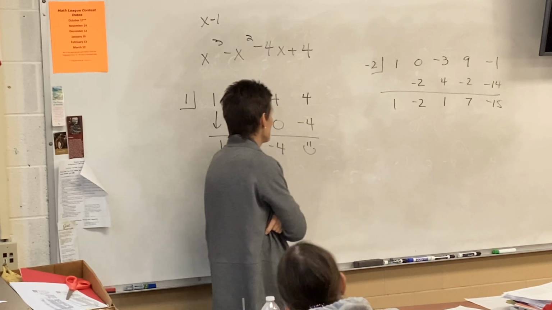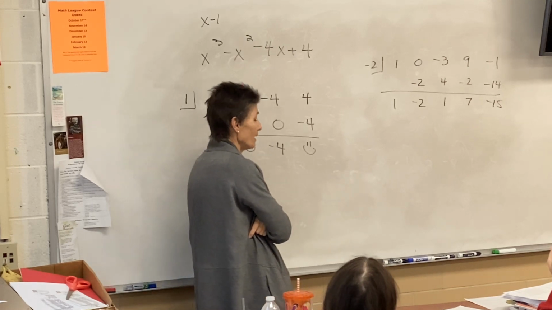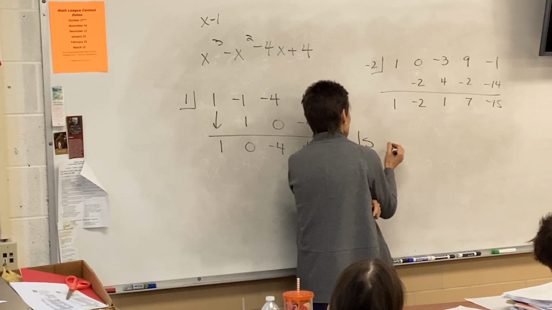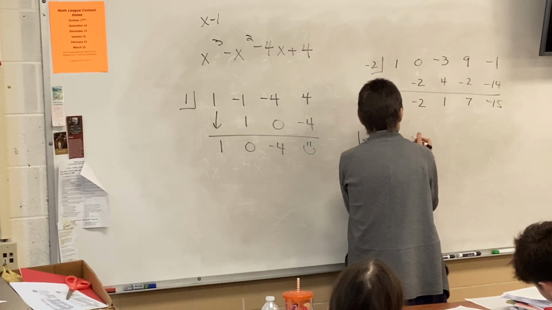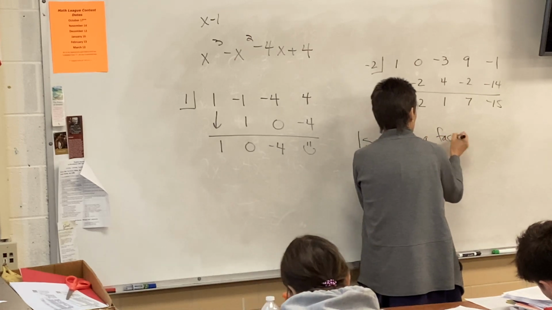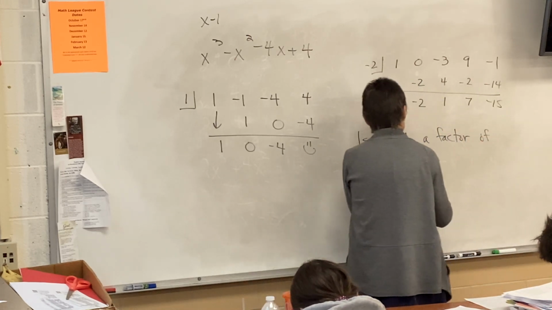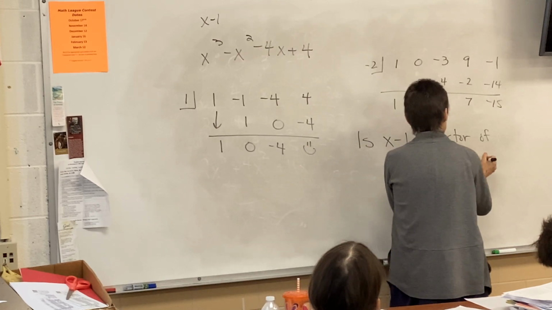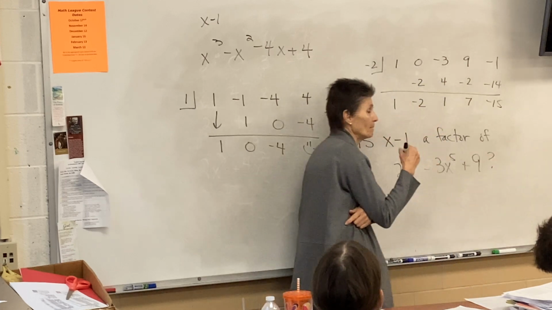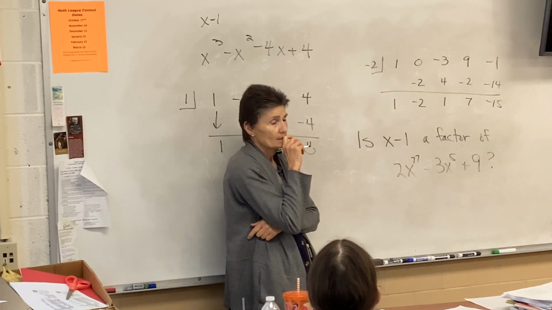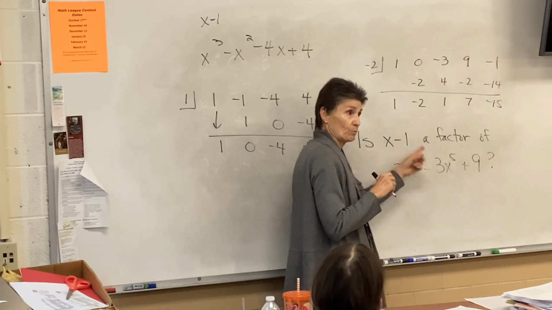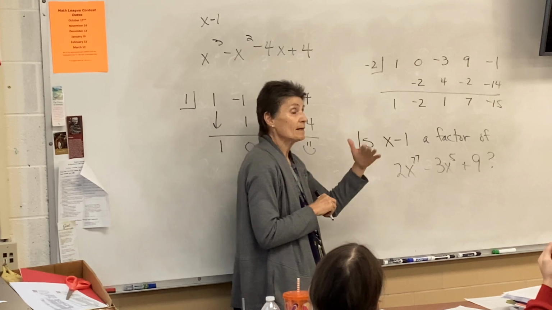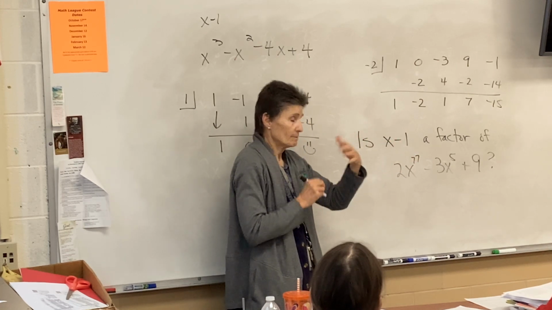Okay. I want to show you something because it's possible that you'll have a problem like this. Is x minus 1 a factor of 2x to the 77th minus 3x to the 4th plus 9? Something like that. Now, we've just done two questions just like this, and you did them easily. But you did them by division, right? Sure. But that's the way you should do it.